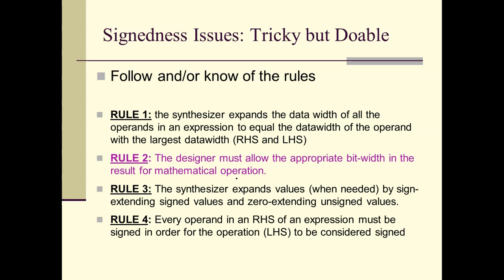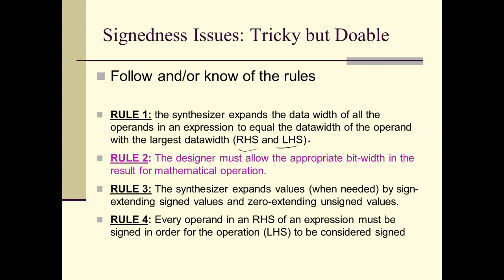That means both the left hand and right hand side here, and it expands the width of all the operands in that expression to be the size of the largest operand in that expression. It's hard to say in one mouthful, but essentially the operands have data widths. What's going to happen is it's going to expand all the operands to have the same data width as the largest operand. Okay, I don't know if that helped or not.